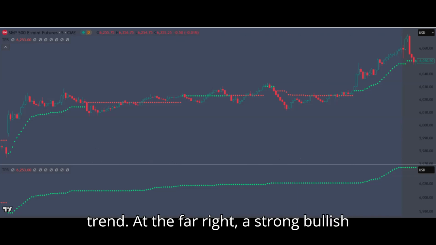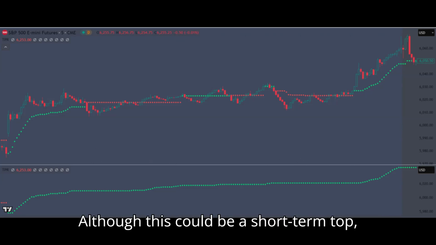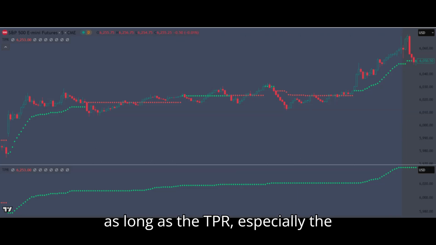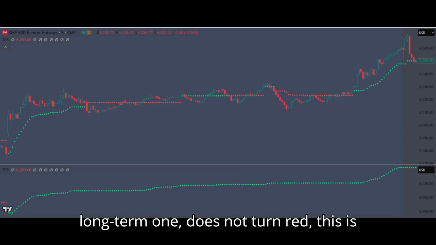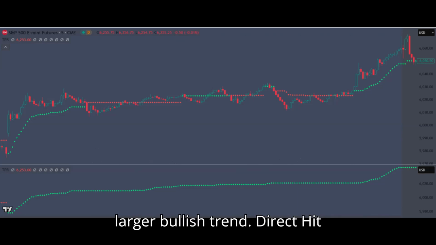At the far right, a strong bullish candle appears on increased volume. Although this could be a short-term top, as long as the TPR, especially the long-term one, does not turn red, this is likely just a normal pullback within a larger bullish trend.